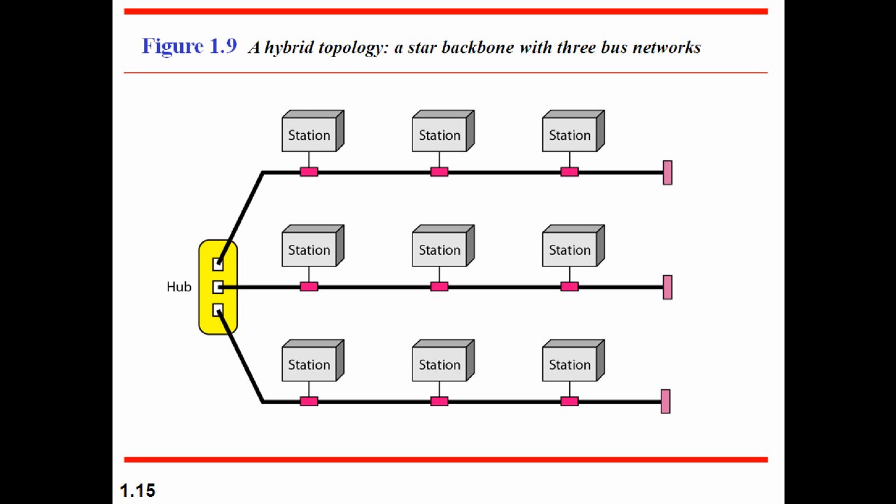Here is the hybrid topology, where a star backbone with three bus networks has been connected. In real time, the network is going to be a mixture of topologies, made possible to implement a more effective communication network.